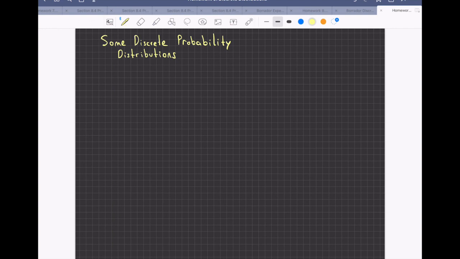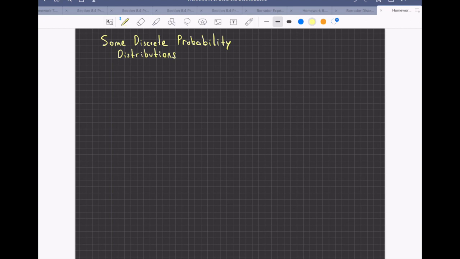Some discrete probability distributions. Before, we have seen what a random variable is, and what the expected value is. We have seen so far what a discrete random variable is, and we will understand that better, the difference between discrete and what we are going to define as continuous later, when we see continuous distributions or continuous random variables. For now, let's focus on discrete distributions.